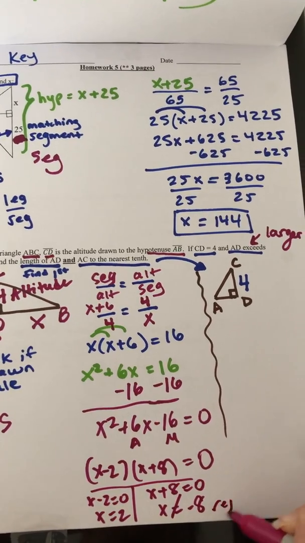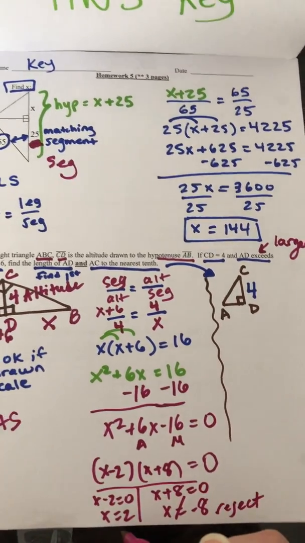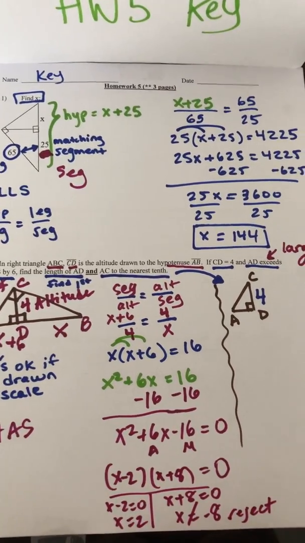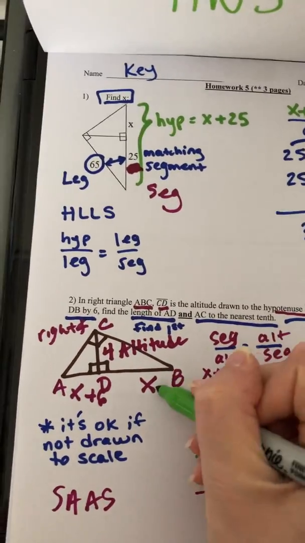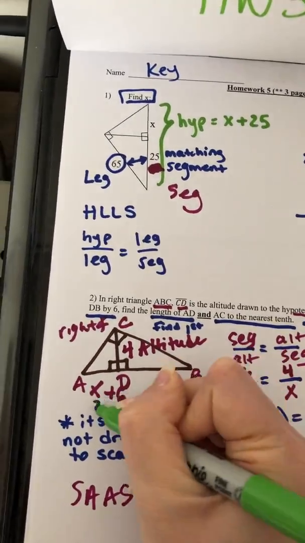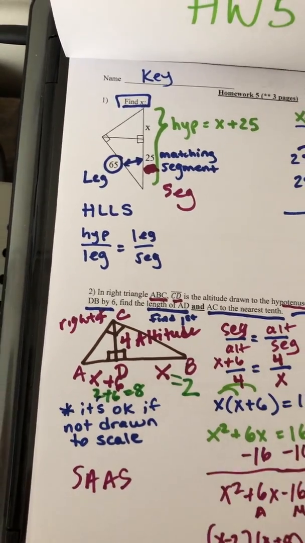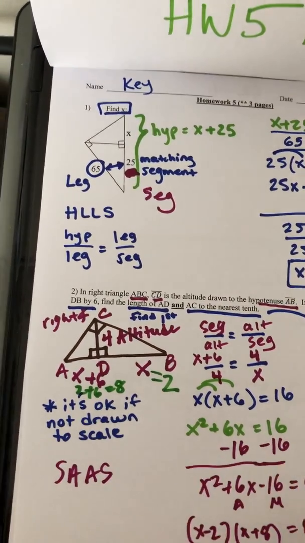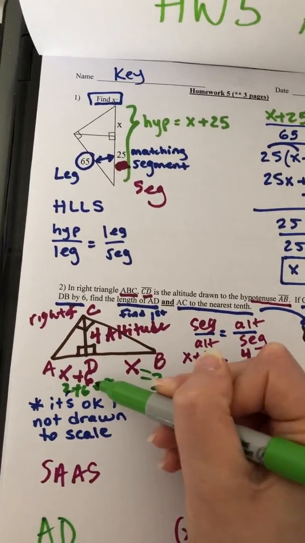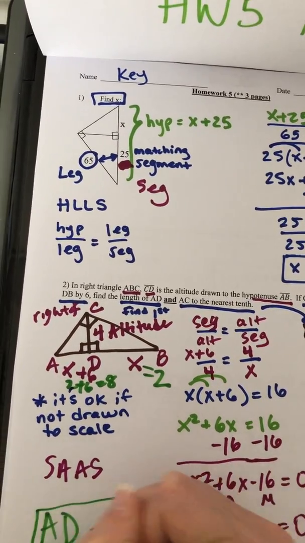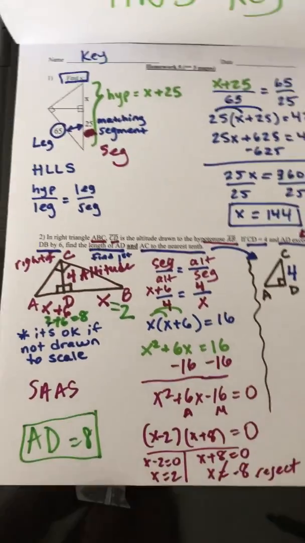You reject the negative number. So x is 2 is going to be the x value we need. So we come back up here and we put in that x is 2, and over here you put 2 plus 6 is 8. Okay, now we have our diagram with all the numbers on it. Let's see what we wanted. We wanted AD. AD is 8. That answers the first part of the question.